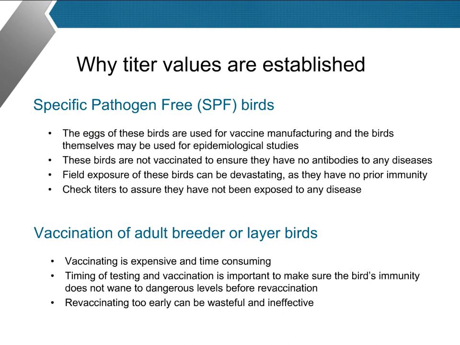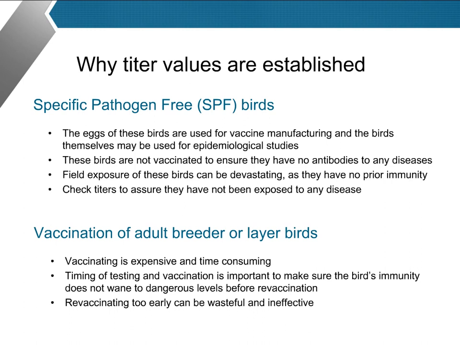Here are some other examples of different groups of poultry and the unique reasons why we measure titers in each one. Let's begin with specific pathogen-free, or SPF, birds. These birds have eggs which are typically used in vaccine manufacturing, and the birds themselves may also be used for epidemiologic studies. They are not vaccinated, so they should have no antibodies in their system for the specific diseases of which we're looking. Field exposure because of this can be devastating in these birds, as they have no prior immunity to use. And so we check titers very often to assure that they haven't been exposed to any sort of disease.